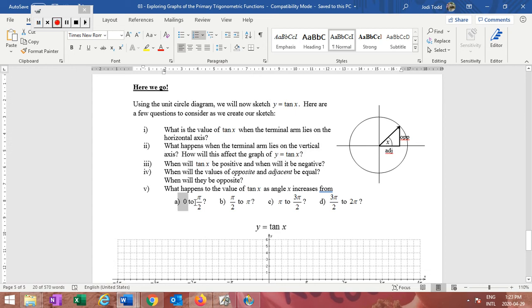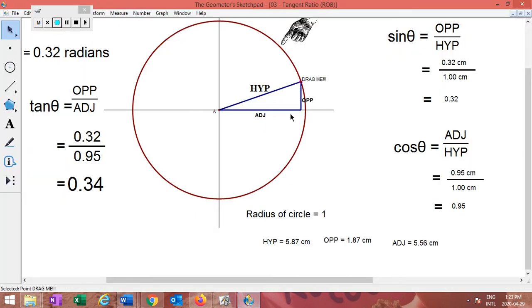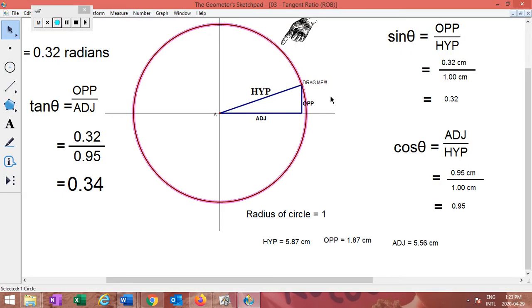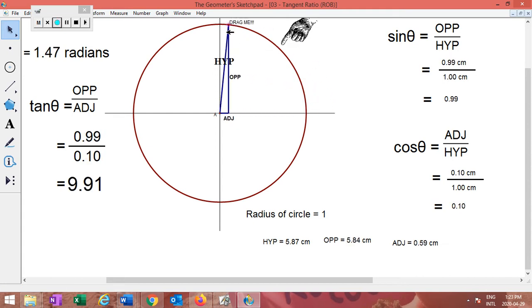And then I also did what happens when you go from 0 to pi over 2. As you go from 0 to pi over 2, tan goes from 0 and gets bigger and bigger and bigger until it just goes off to infinity.